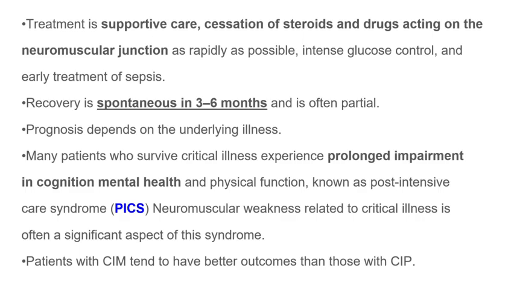Treatment will be supportive care, cessation of steroids and drugs acting on the neuromuscular junction as rapidly as possible, tight glucose control, and early treatment of sepsis. Recovery is spontaneous in 3 to 6 months and is often partial. Prognosis depends upon the underlying illness.